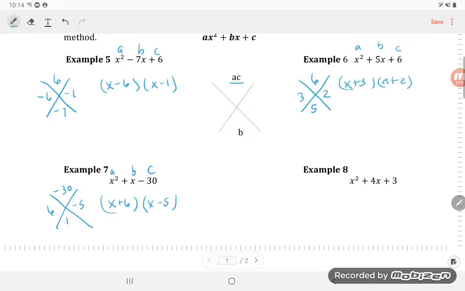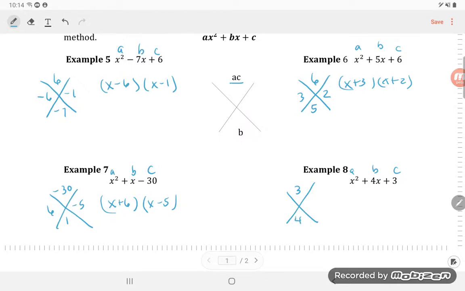All right, one more example. Example 8, we're going to go ahead and identify A, B, and C. I'm going to draw my x. Again, A in this case is 1 and C is 3. So in the top of my x, I have a 3. And in the bottom, I have a 4.